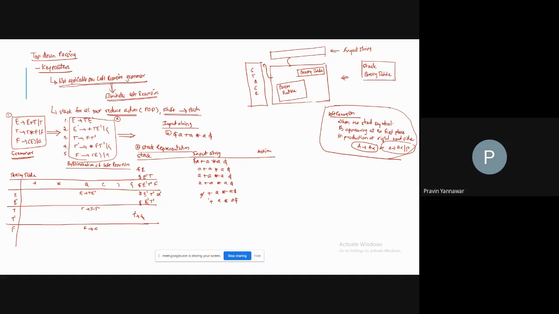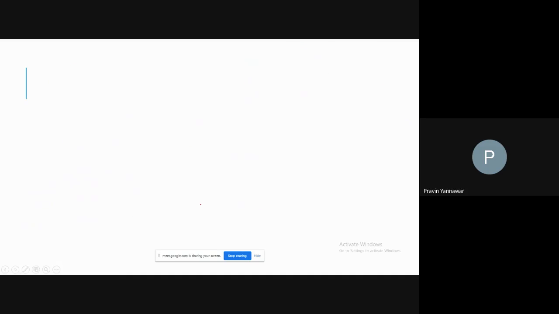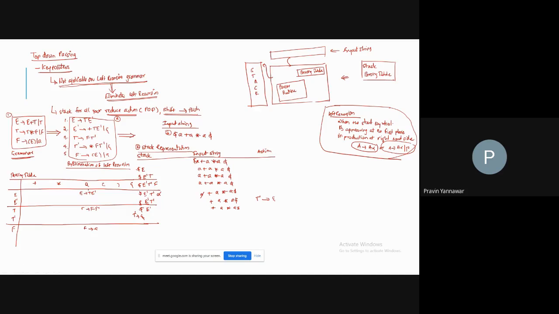If T' is epsilon, what is left is plus A star A. So here we write T' implies epsilon. Okay, so E' is now plus TE'. So E' is plus TE', so it means $E'T and plus. So here what you have got is plus A star A $.